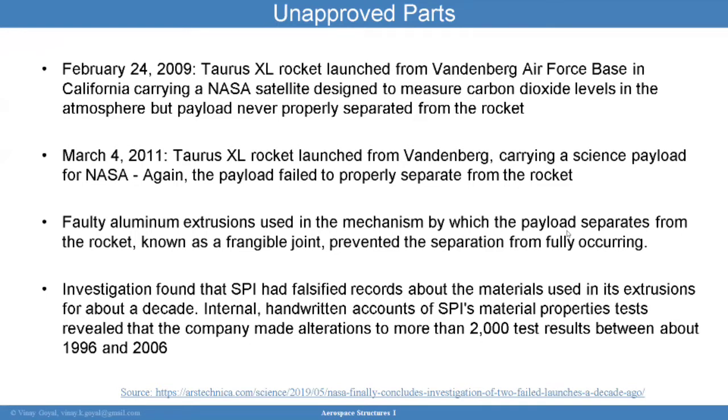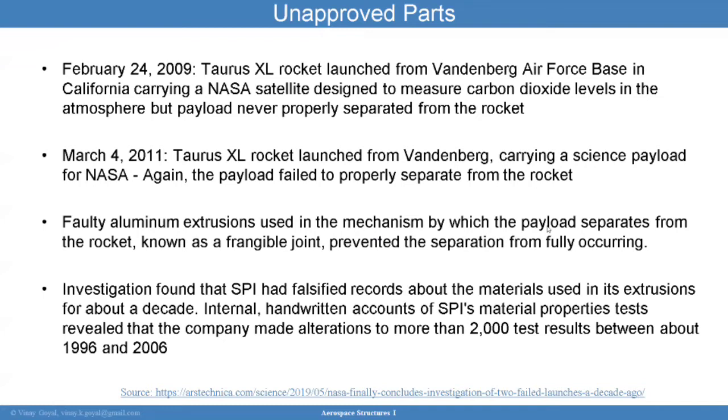An example of unapproved parts or issues with this type of behavior is on February 24, 2009, when the Taurus XL rocket launched from the Vandenberg Air Force Base in California. It was carrying a NASA satellite designed to measure the carbon dioxide levels in the atmosphere. But the payload never properly separated from the rocket. And that was a real problem. The mission was lost. On March 4, 2011, we again had the same situation, but now carrying a NASA satellite.